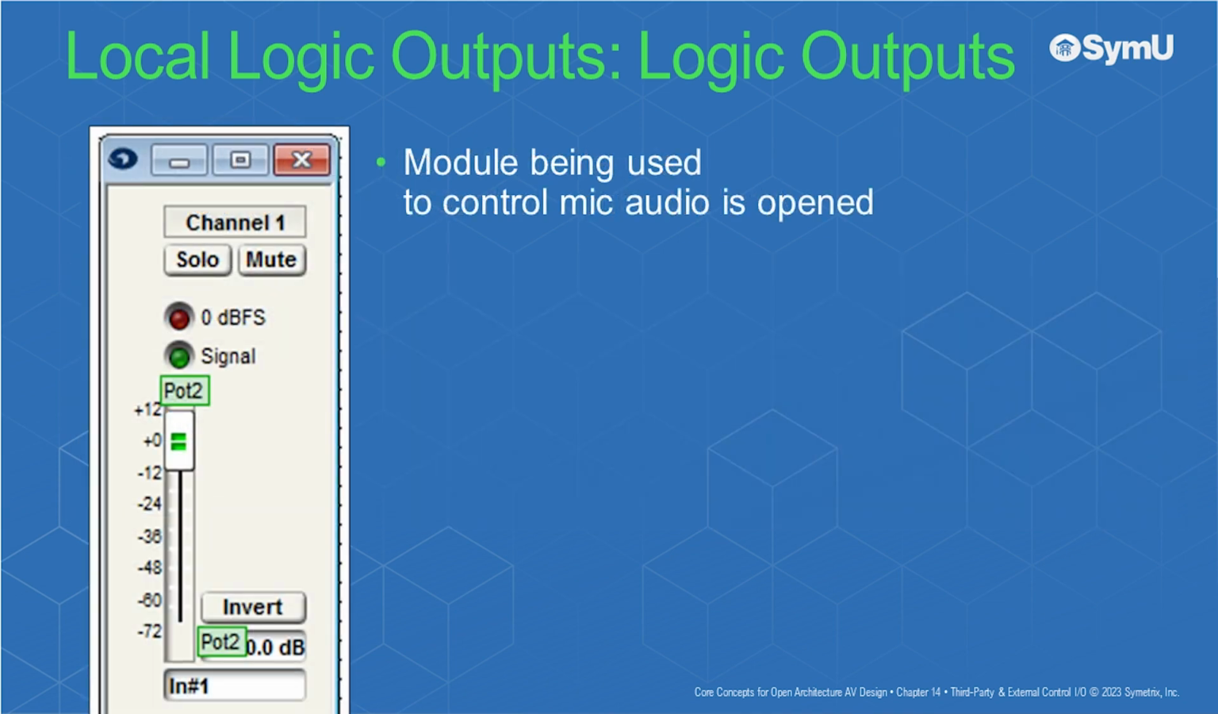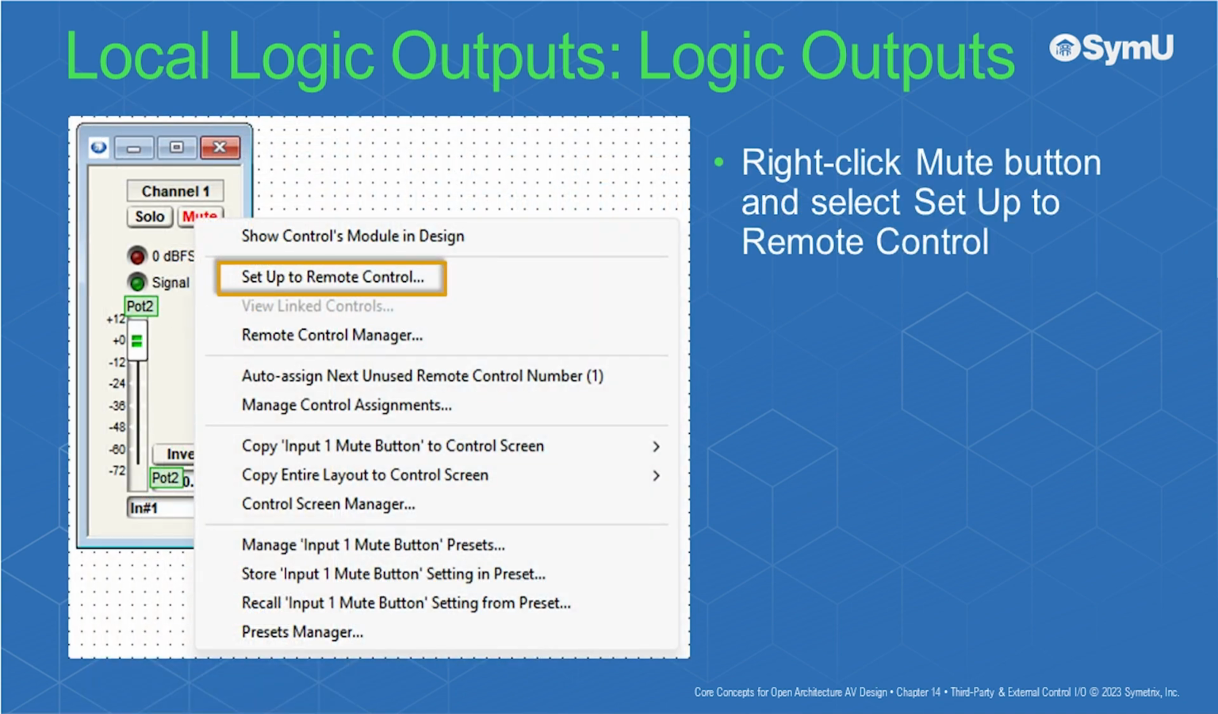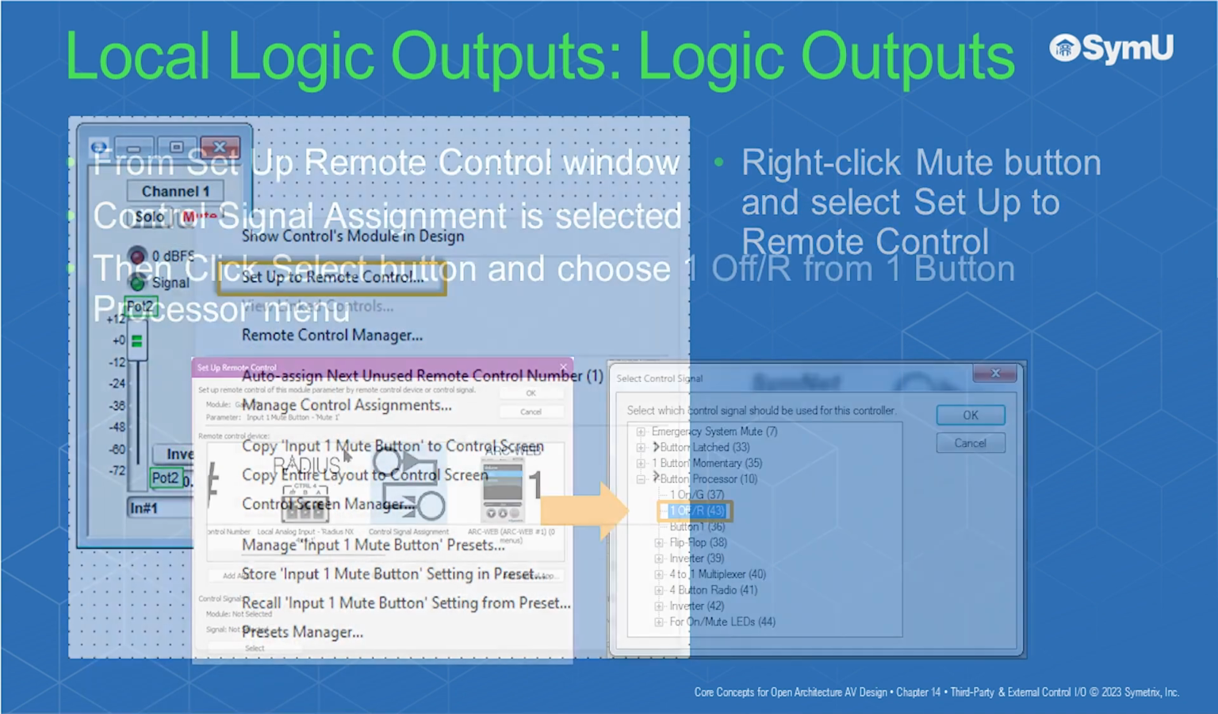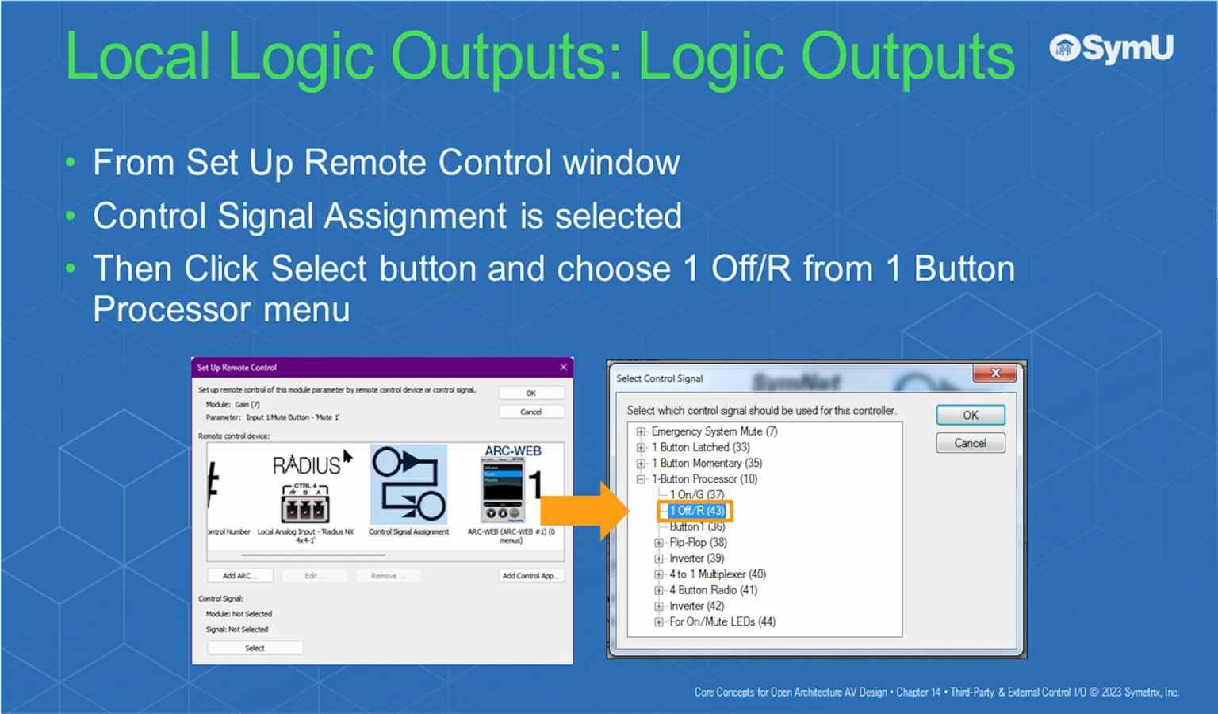Now, the module being used to control the mic audio is opened. Right-click the mute button and select Setup to Remote Control. From the Setup Remote Control window, Control Signal Assignment is selected. Then click the Select button and choose One Off from the One-Button Processor menu.